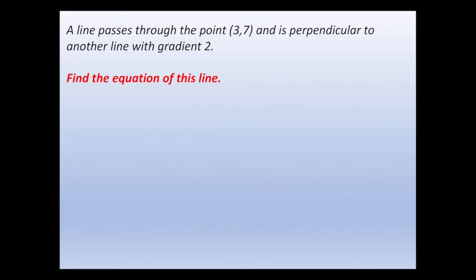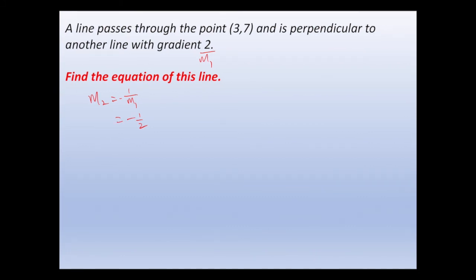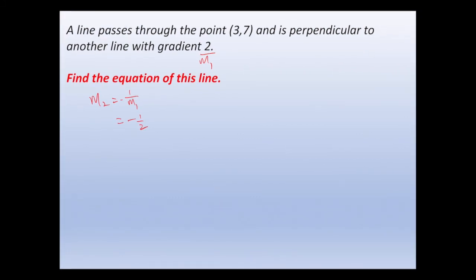Now, a line passes through the point (3, 7) and is perpendicular to another line with a gradient of 2. Find the equation of this line. So we know that this is M1. So M2 is minus 1 over M1, which is minus half. So for this line, M2 is minus half. So y equals minus half x plus c.